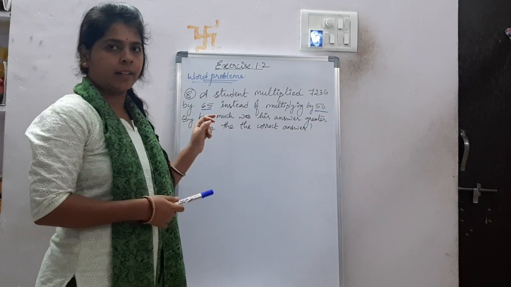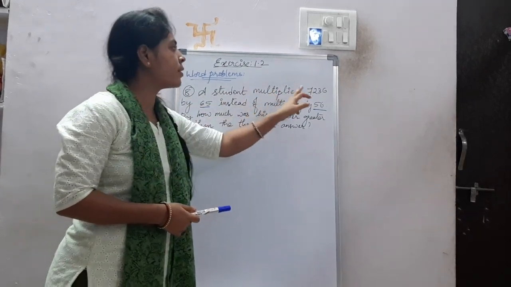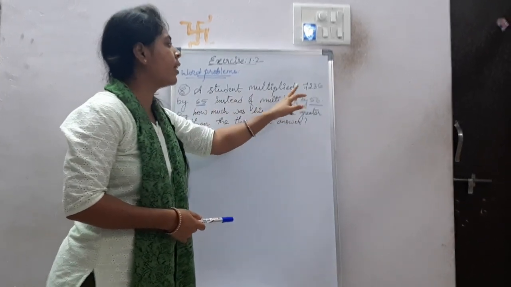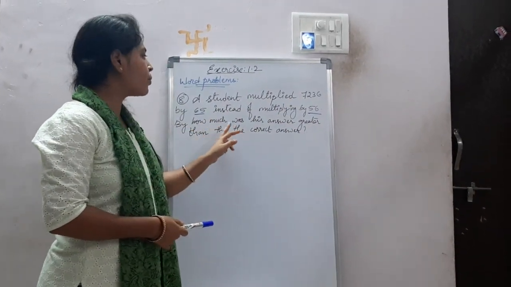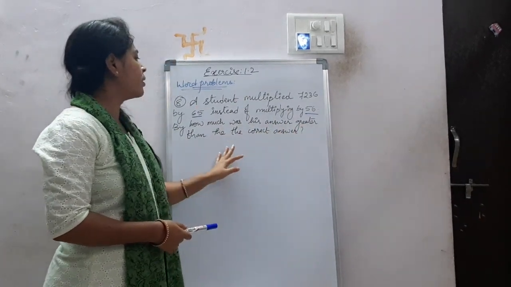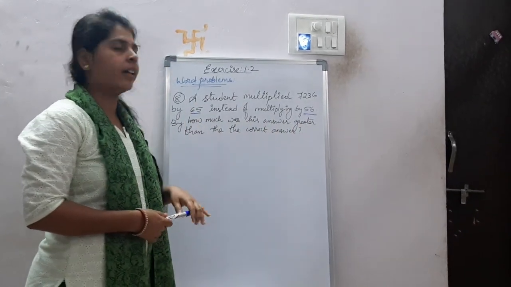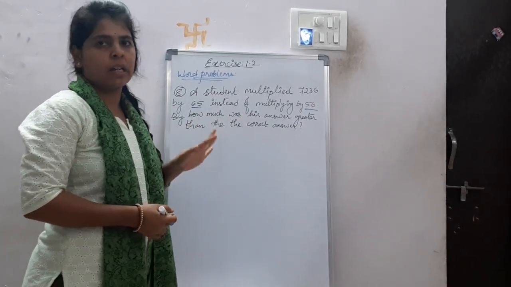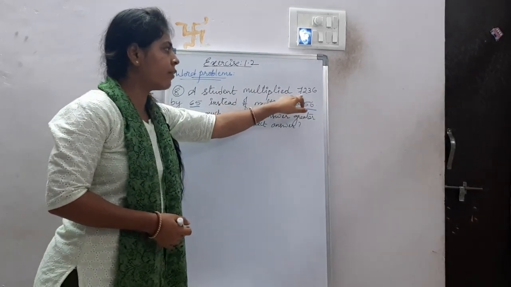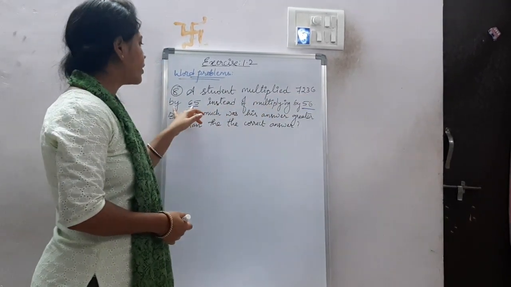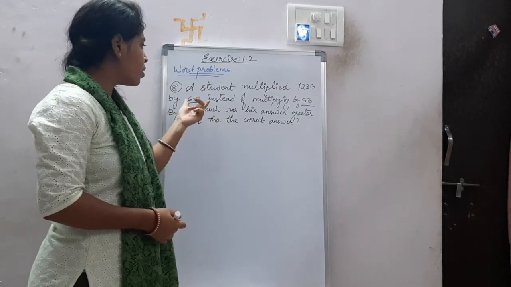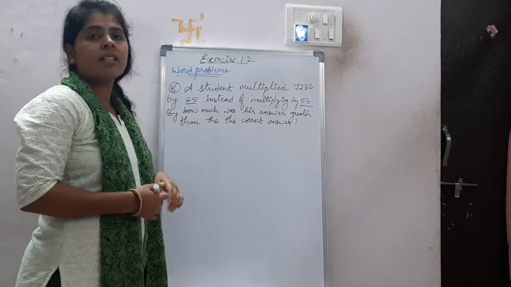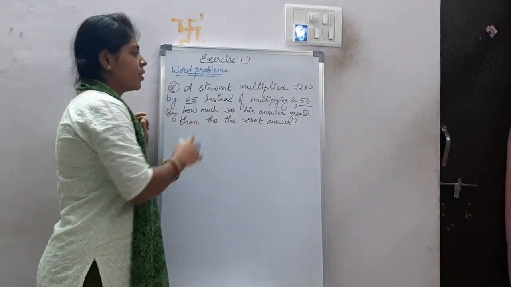Now the question number 8. Here a student multiplied 7236 by 65 instead of multiplying by 56. By how much was his answer greater than the correct answer? Right. So here, what the student has done is one multiplication calculation. He took the number 7236 and multiplied it with 65. But he had to take the number 56. Instead of 56, he has taken 65. So using that he has done the calculation.